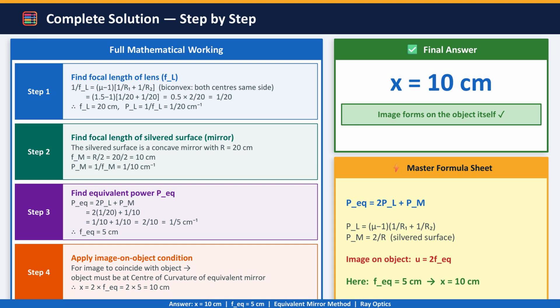Step 4. For the image to form on the object itself, the object must be placed at the center of curvature of this equivalent mirror. That means x equals 2 times FEQ equals 2 times 5 equals 10 centimeters. The answer is x equals 10 centimeters.